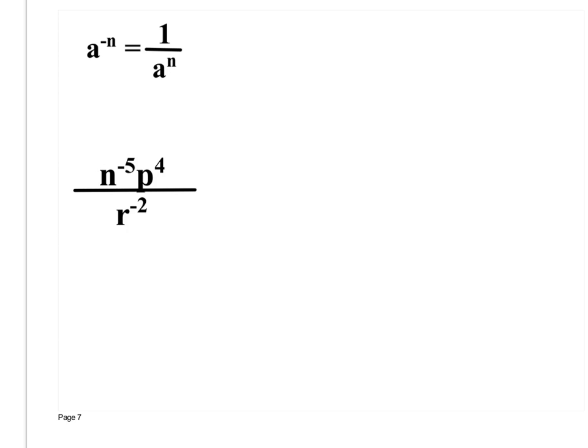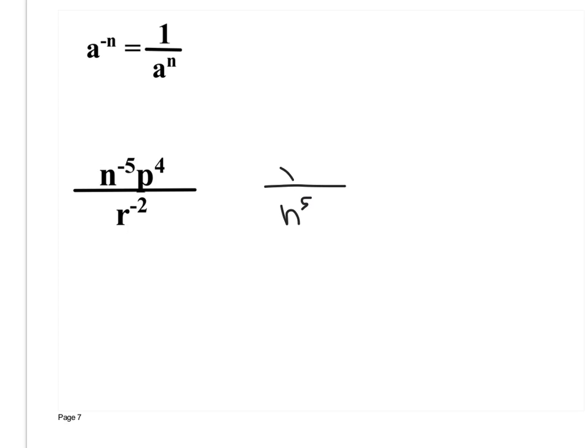So here we have n to the negative 5th, p to the 4th, over r to the negative 2. What's important and what you need to do is flip the numbers. For this, none of these are the same bases, so you don't have to do quotient of powers or product of powers. All you do is flip it. So I'm going to flip n, because n is to the negative 5th power. I'm going to flip it and put it on bottom, so it becomes a positive power, n to the 5th.